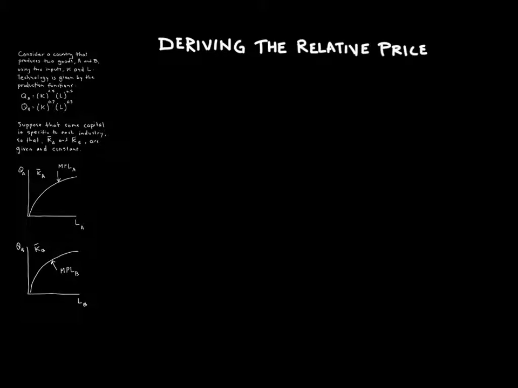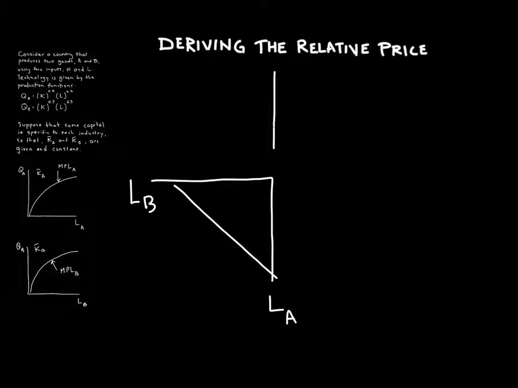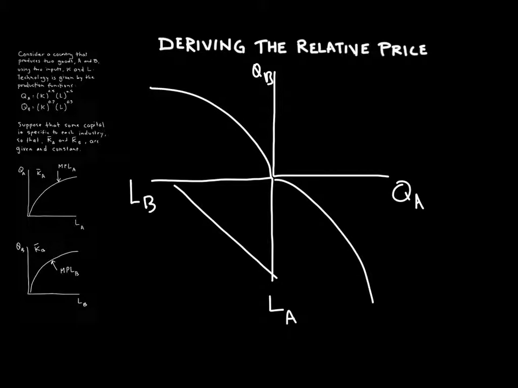Once we have the two production functions, we realize that they are related to each other through the fact that one worker can only be in one industry at a time. So if we include a labor constraint, then we can draw the labor constraint like this. If we add our output axes, we have QA and QB over here. And if we include our production functions with the diminishing returns, you can see that different points on the labor constraint will give us different output levels of both A and B.